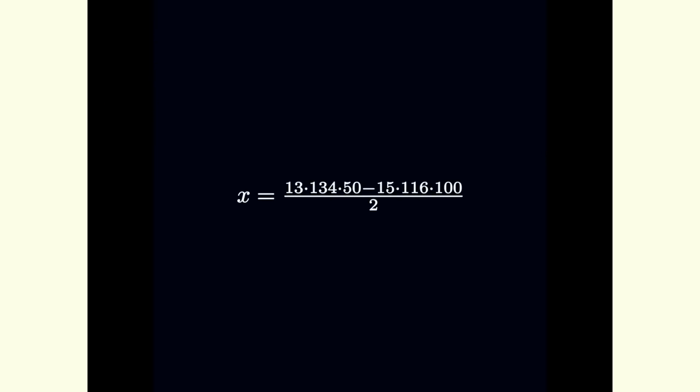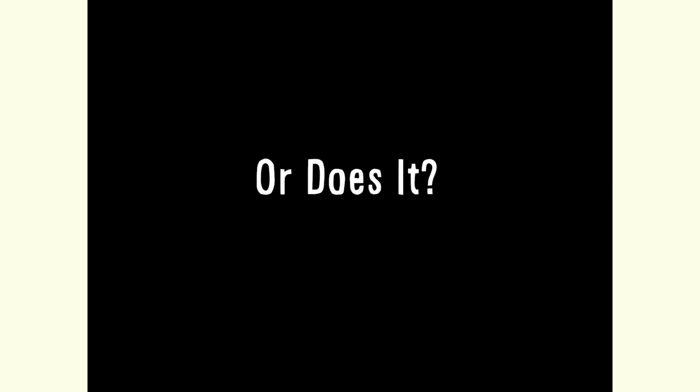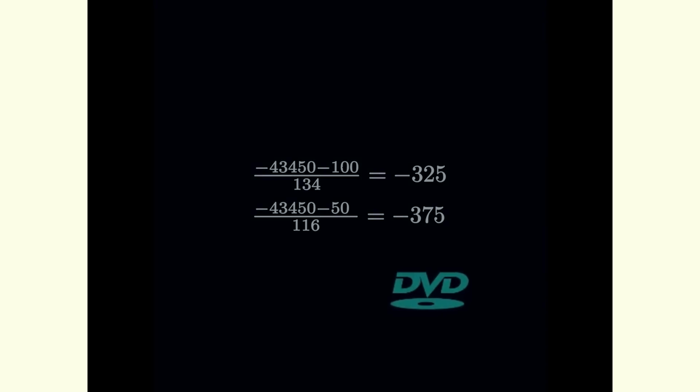And that gives us negative 43,450. Oh, that doesn't make sense. Or does it? We didn't make a mistake here. Our value of x does meet the properties we set in our system of equations. It's 100 more than a multiple of 134, and 50 more than a multiple of 116. But it's not the only number that fits those properties.